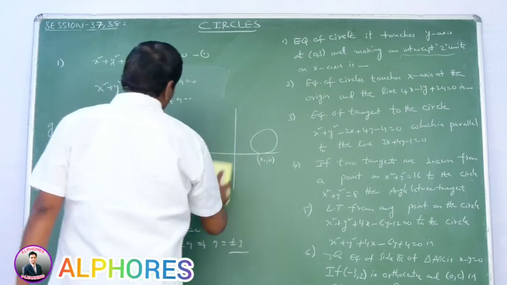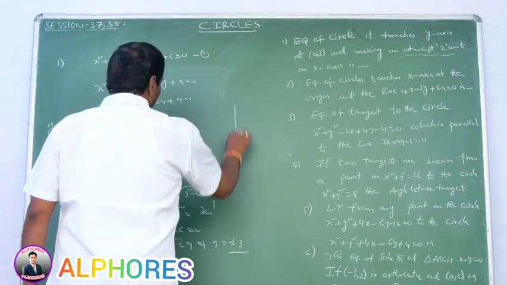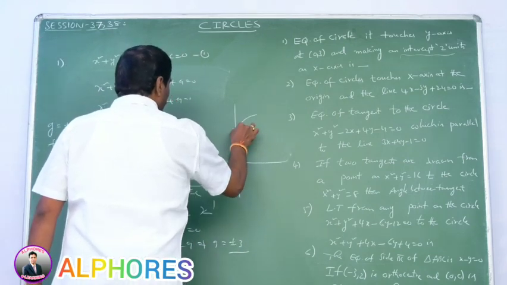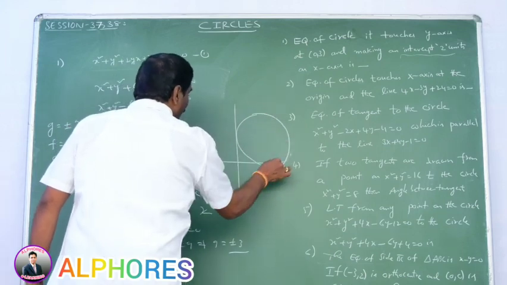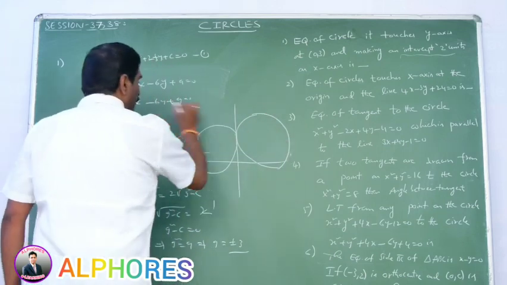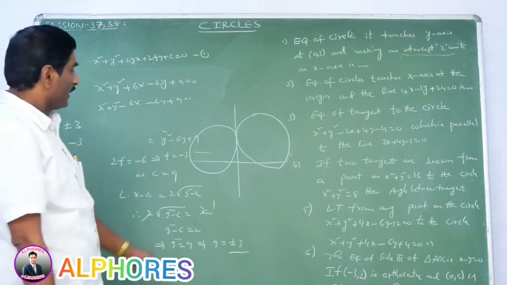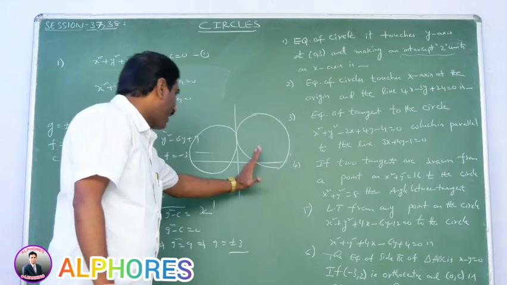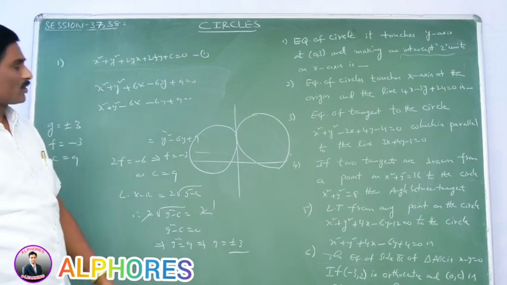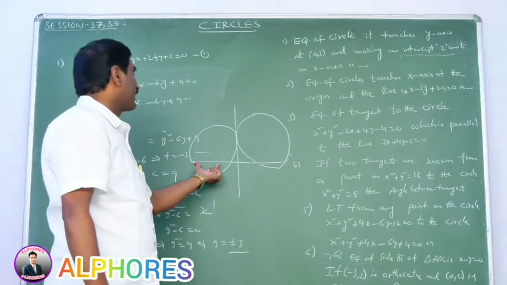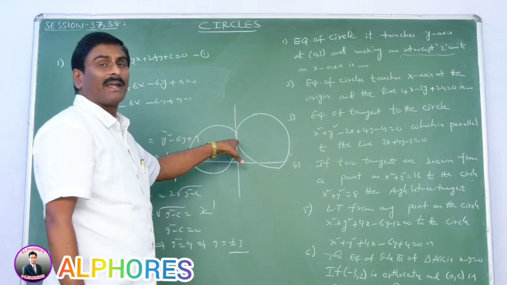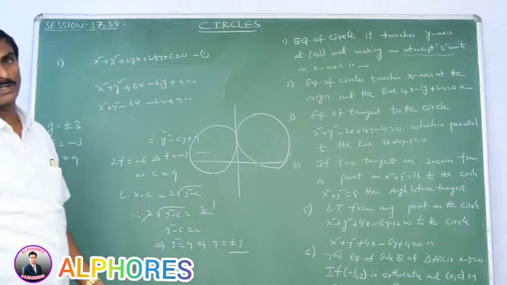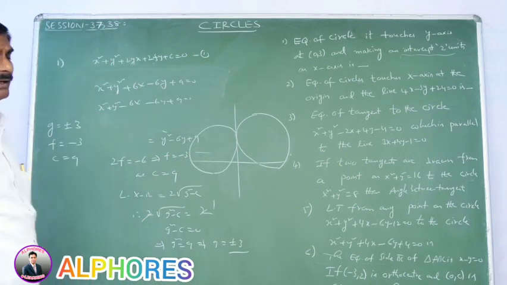Actually, the given circle touches the y-axis and makes an x-intercept. So the circle is in this way or in this way. Two possibilities exist. The circle is towards the positive x-axis or towards the negative x-axis. It touches at (0, 3). So there will be two possibilities. Please observe this point.